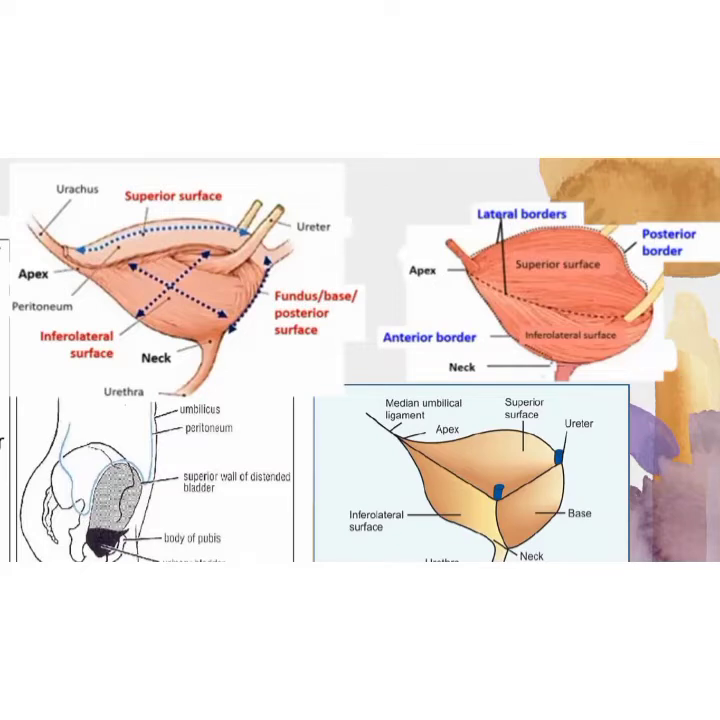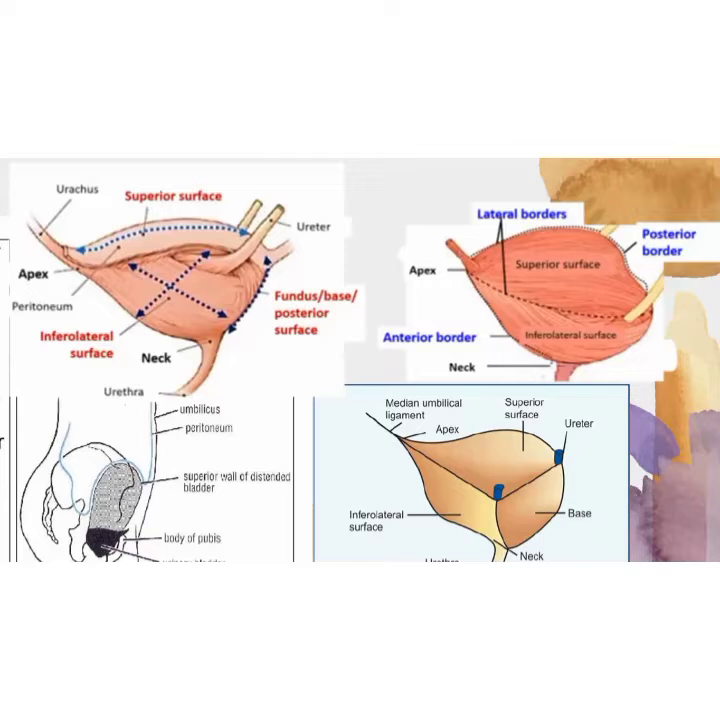And coming to the surfaces and borders, see it is having 4 borders. So this is 1 and 2 lateral borders, 1 anterior border and 1 posterior border. Surfaces, if you see, superior surface present between the 2 lateral borders is the superior surface, and the anterior border separates the 2 inferolateral surfaces. So one will be on this side, similarly right and left inferolateral surfaces, and this lateral border separates the inferolateral surface from the base of the urinary bladder.